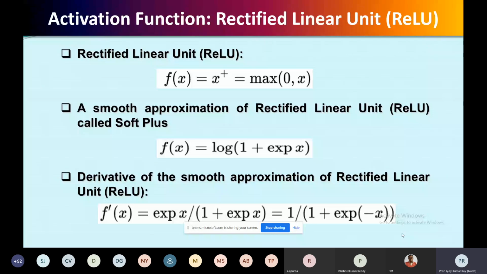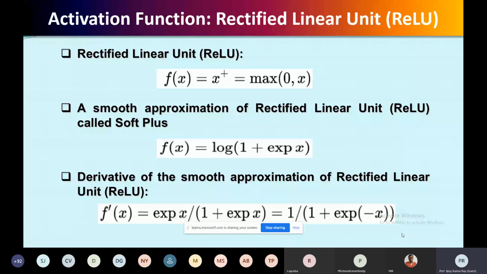A smooth approximation of this is log of 1 plus exponential x. This is known as softplus. So what does log of 1 plus exponential x mean? Suppose x is very large, then what will be the value? If exponential x is much more than 1, then it will be log of exponential of x, which is x. If x is 0, then exponential of x is 1, it will be log of 1, and then it will be 0.